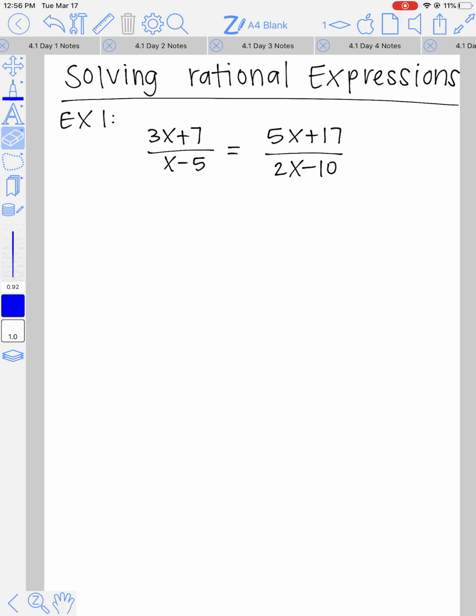Okay, so the difference with these ones is that we have an equal sign between usually two rational expressions, and we want to find the x value that makes this whole thing true, that makes those two things equal. So that's a quick summary of what solving rational expressions means and what we're going to be doing.